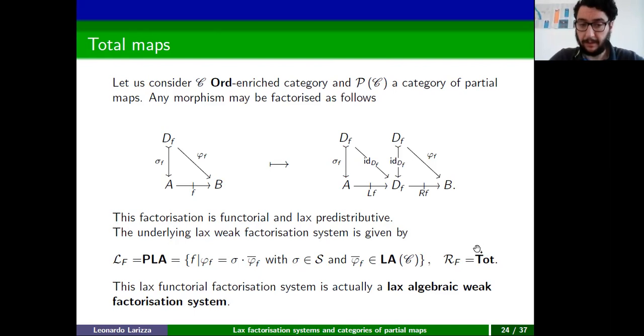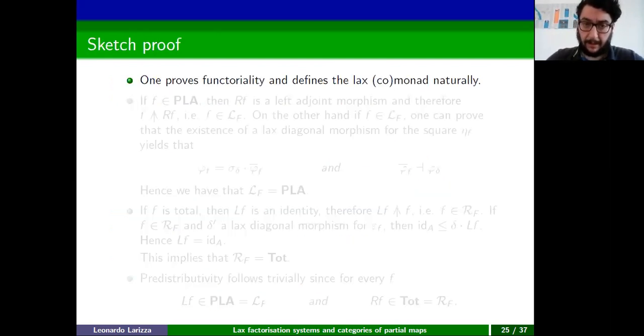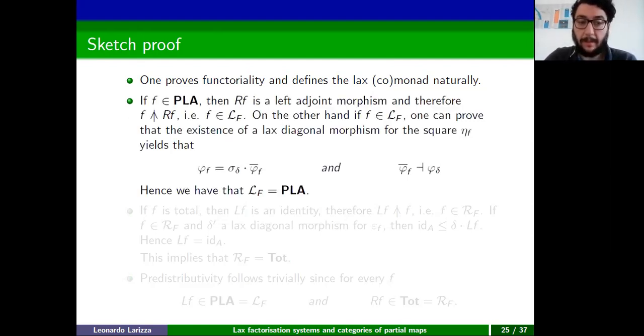The intersection is consistent with what we have said before, because it becomes total partial left adjoints, which are actually left adjoints. And moreover, this Lax factorization system is also Lax algebraic weak. Functoriality and the definition of Lax monads and comonads are carried out naturally, so it is a natural check to do. Moreover, we focus on the equality between partial left adjoints and LF.